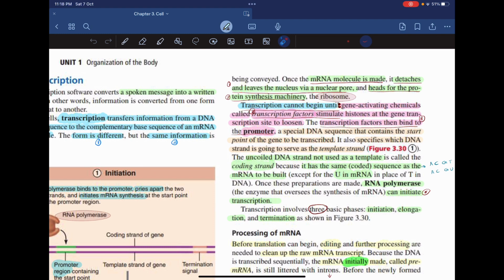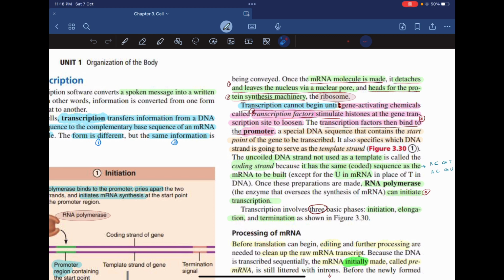So transcription cannot begin until what? There are a few steps that should happen before transcription starts. Gene activating chemicals called transcription factors stimulate histones at the gene transcription site to loosen. So we all know what histones are. They are small proteins that keep the DNA compacted and it should be loosened. This happens by the transcription factor. It stimulates it. Tamam. Then the transcription factor binds to the promoter.